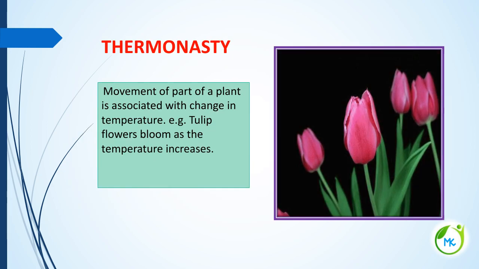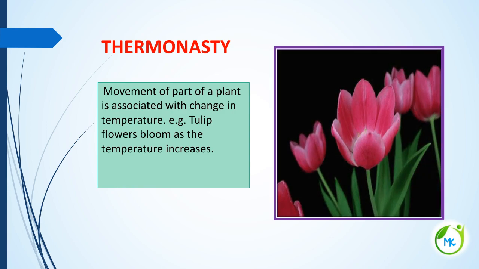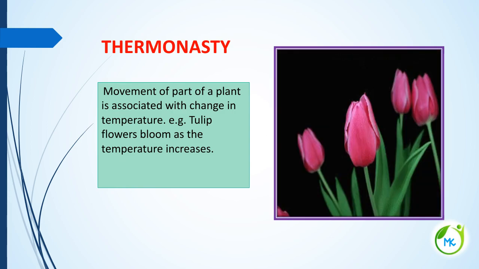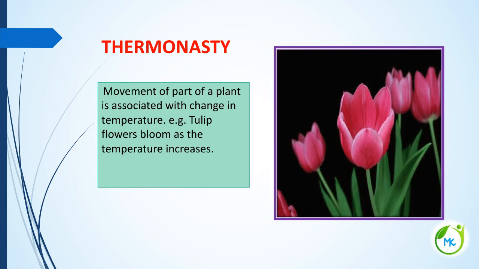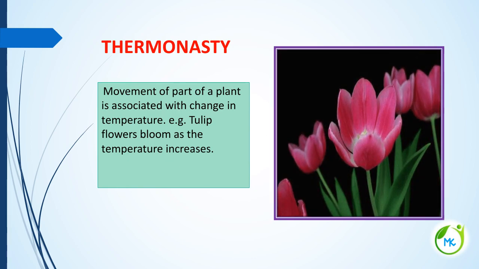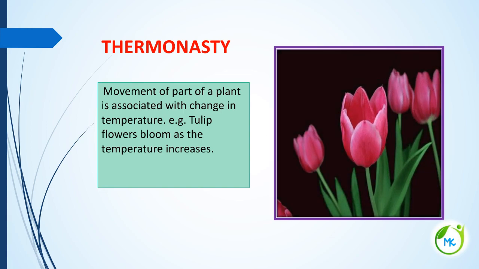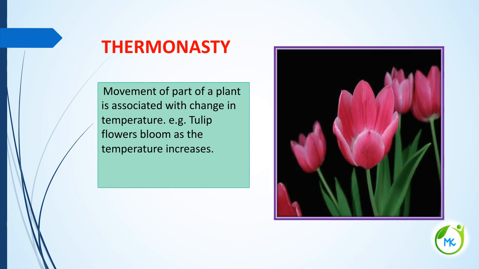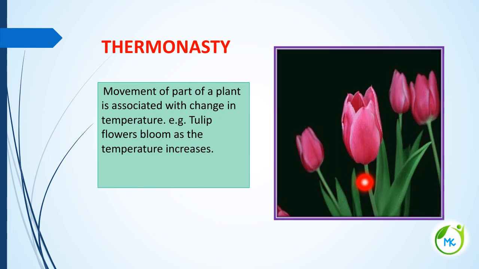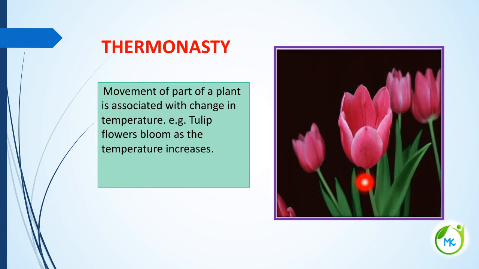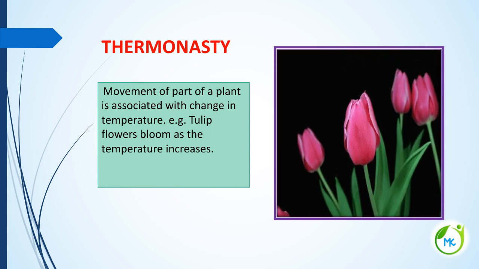The third kind of Nastic movement we are going to see is Thermonasty. The word thermo refers to temperature. So the movement of a plant part associated with the change in the temperature is called thermonasty. Example, the tulip flower blooms as the temperature increases. So here you can see the tulip flower blooms as the temperature increases.